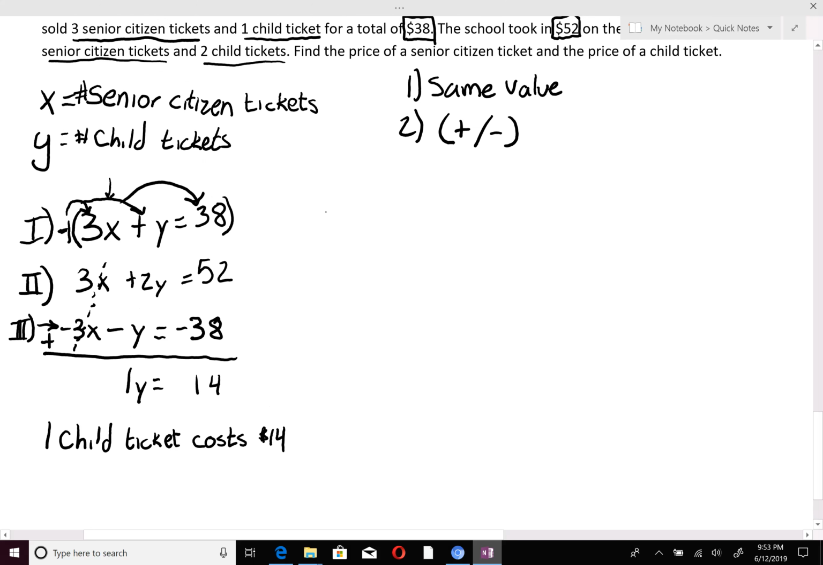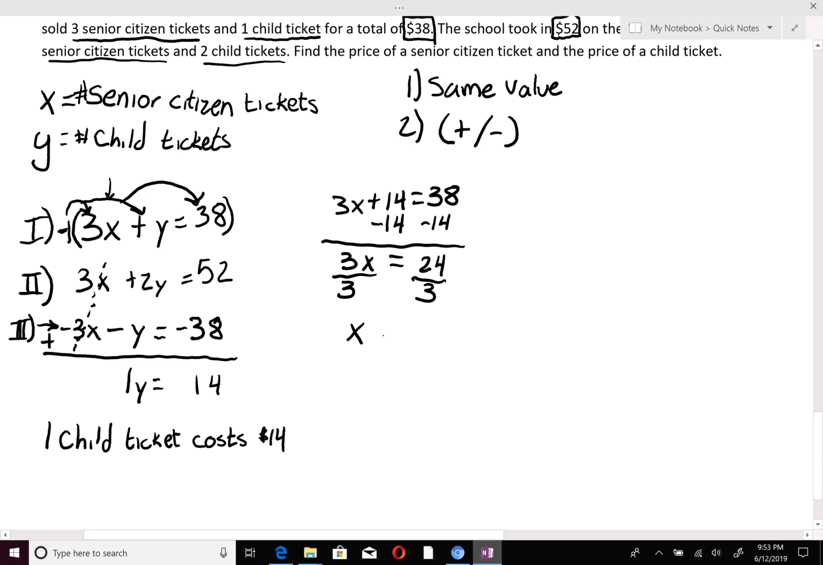So 3x plus, and it would be y, but now we know that y is 14, so I'll put in 14, and that's equal to 38. So the first thing I'll do is subtract my 14 off, so minus 14, minus 14, and that's going to give me 24, and that's equal to 3x. Now I just need to divide by 3 and divide by 3, and so x equals 8.